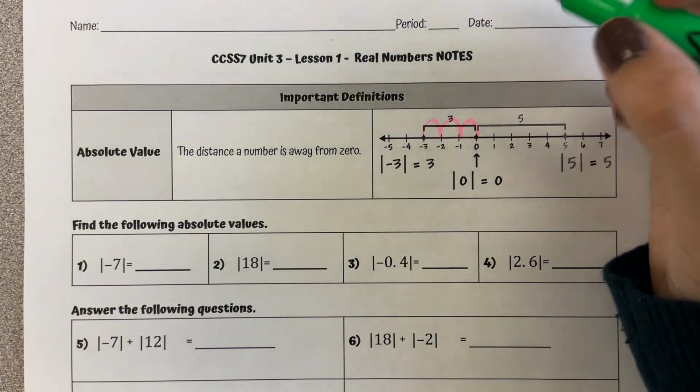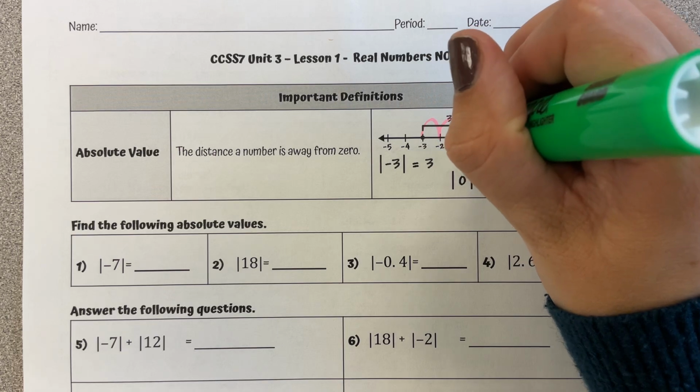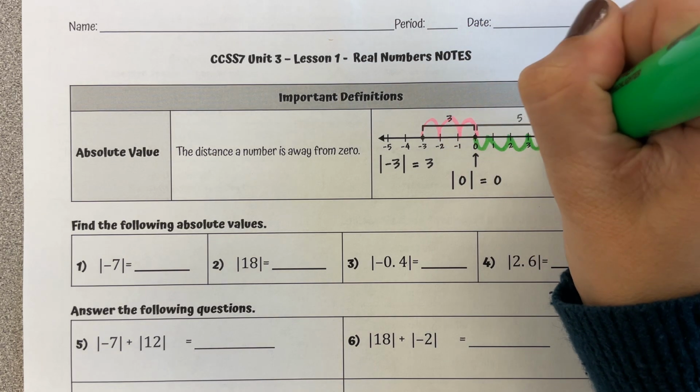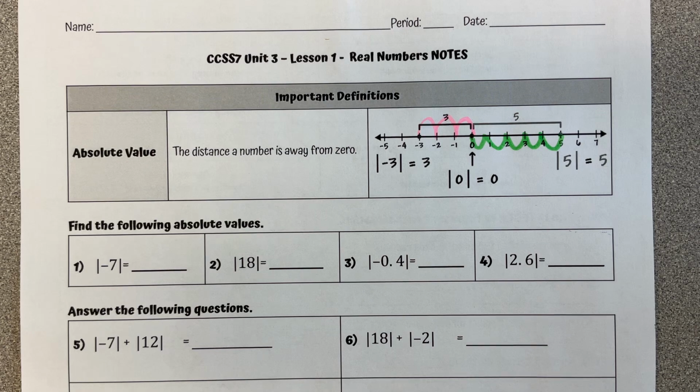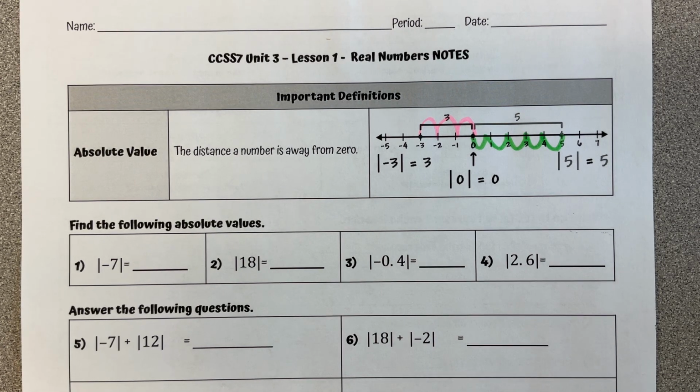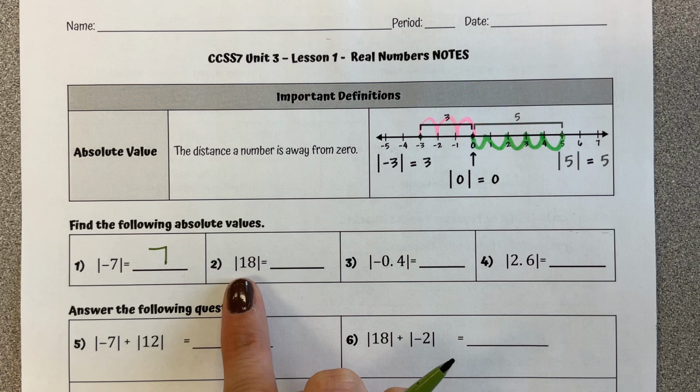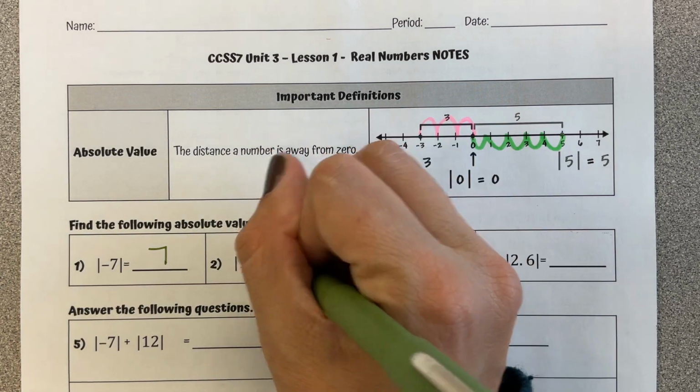Versus 5, how far is 5 away from 0? 1, 2, 3, 4, 5. So even though they are in different directions, it is still a positive value. So absolute value is always going to be positive because distance, it doesn't matter what direction you go, we count it in the positives. So what is the absolute value of negative 7? Just 7. The absolute value of 18, sometimes people start thinking opposites and write negative 18. Nope, remember it's always positive.